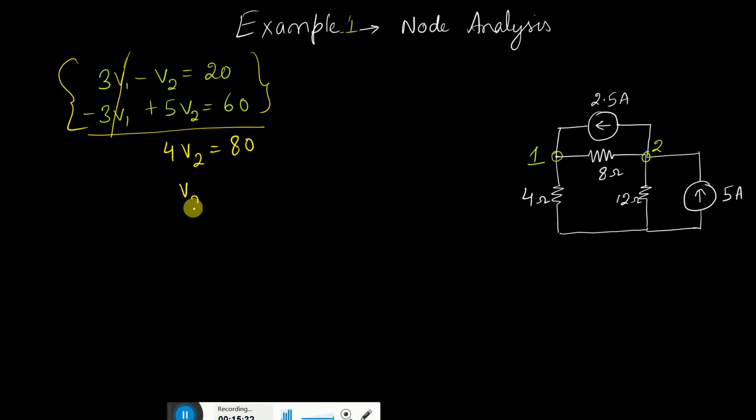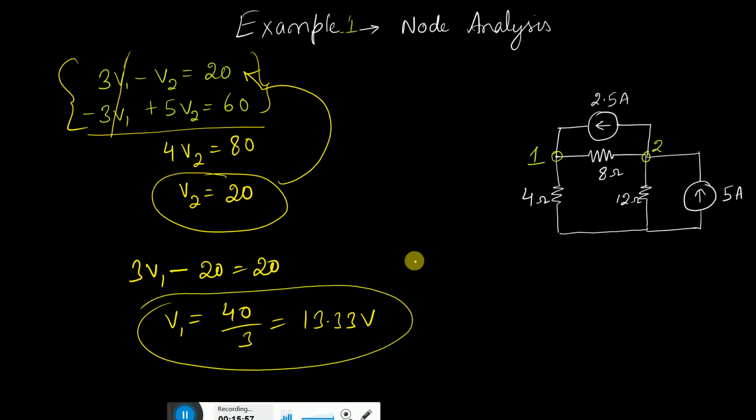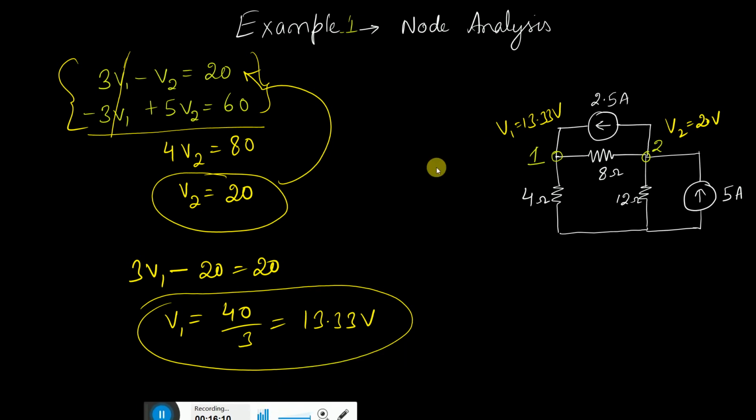From this we can solve V2 is equal to 20, and substitute the value of V2 in equation 1. So it is 3V1 minus 20 is equal to 20. So V1 is equal to 40 by 3, that is 13.33 volts. So we get the value of V2 here, and the value of V1 here. V2 you have got 20 volts, and V1 you have got 13.33 volts. So like that you get the solution of V1 and V2.